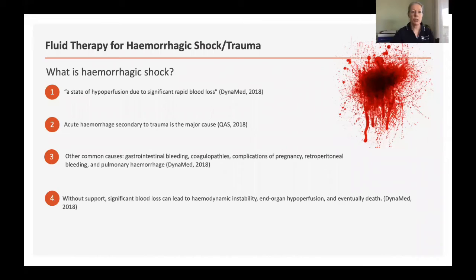Hemorrhagic shock is defined as a state of hypoperfusion due to significant rapid blood loss. The major cause is acute hemorrhage secondary to trauma, but there are other common causes, including GI bleeding, coagulopathies, complications of pregnancy, and other reasons. Without support, major blood loss can lead to hemodynamic instability and organ hypoperfusion and eventually death.